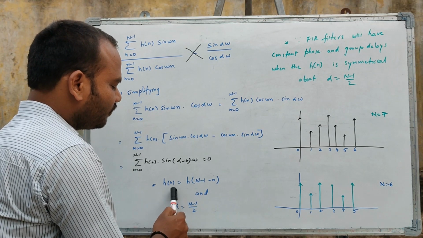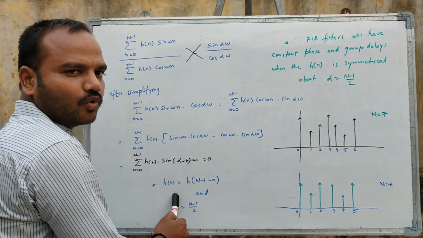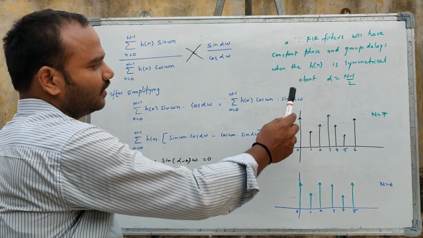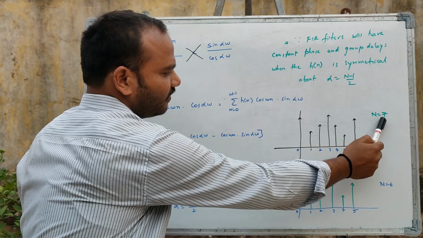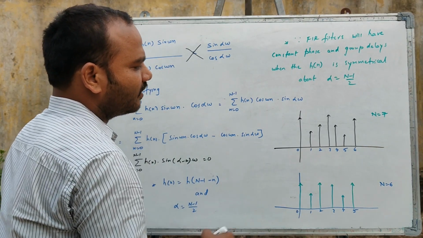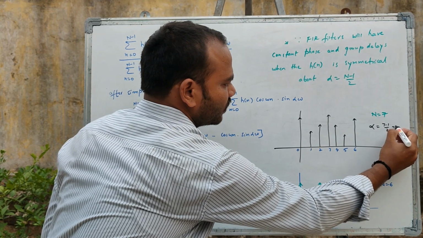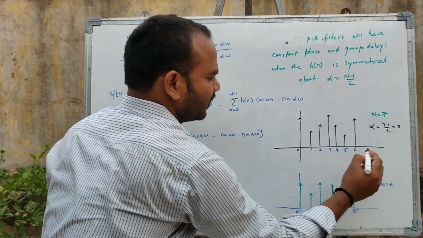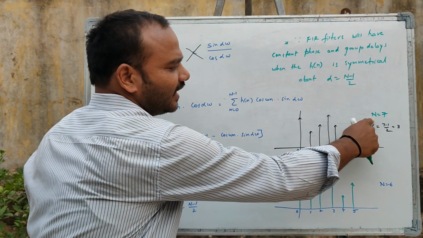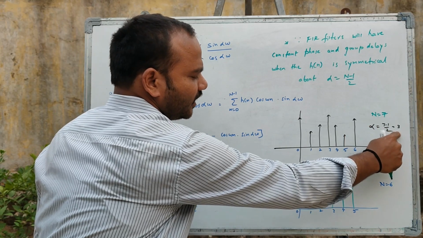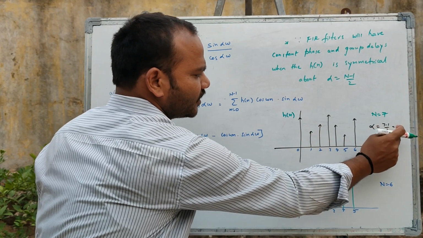then that h of n will have linear phase, and the condition is that phase delay and group delay both are constants. For example, if I take N equal to 7 and you get the value of alpha, 7 minus 1 by 2 is equal to 3. That is, when the number of samples N is odd, the alpha value is 3. That is, this h of n is symmetrical about alpha equal to 3.